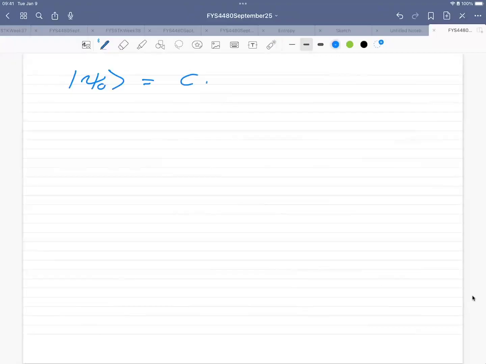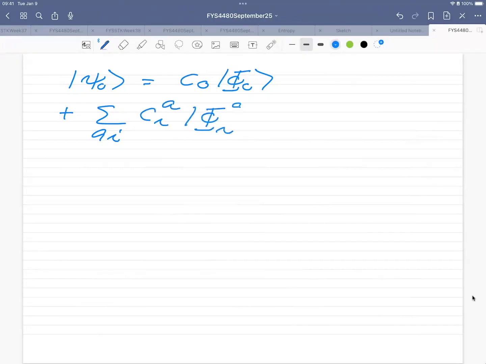So we will have a coefficient which is just called C0. And then we have phi 0. That's the first term. And then we have the next terms, which go like a sum over I and A. And then I have a CIA. And then I have my state, IA here. And then I get a state now, which is the 1 particle 1 hole.